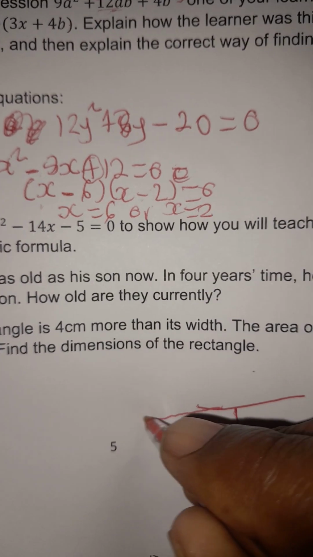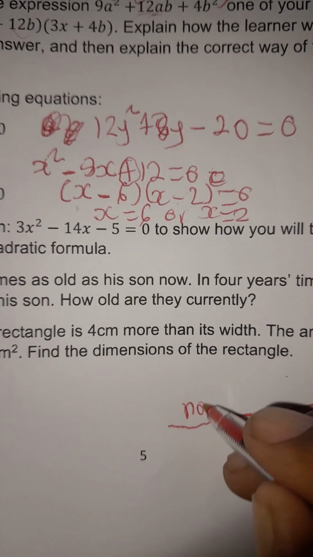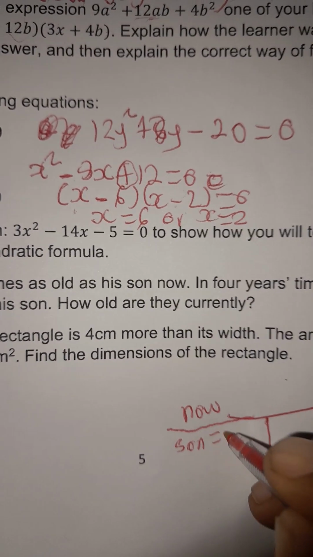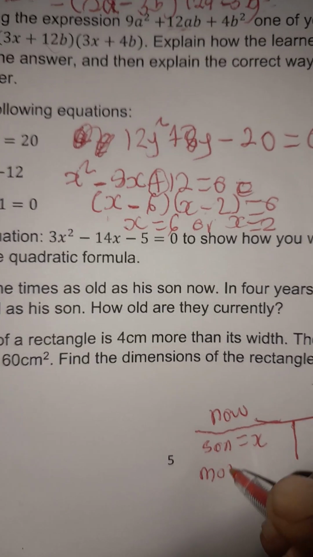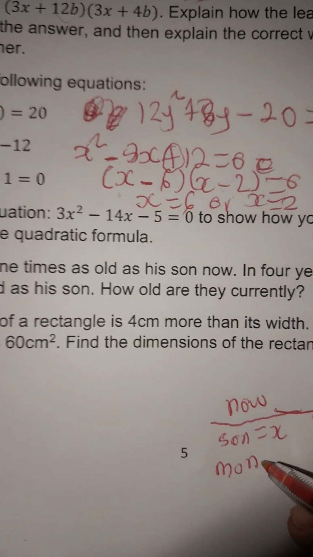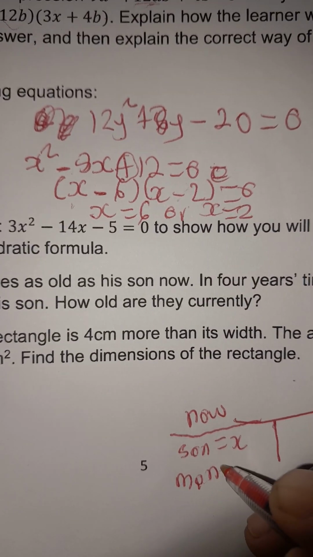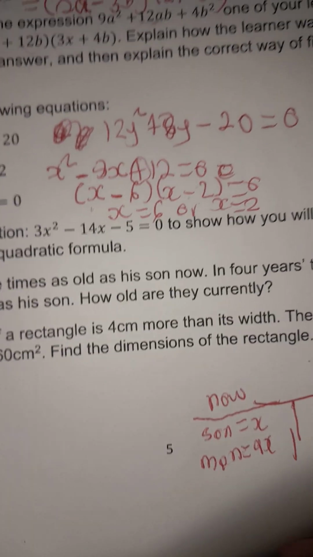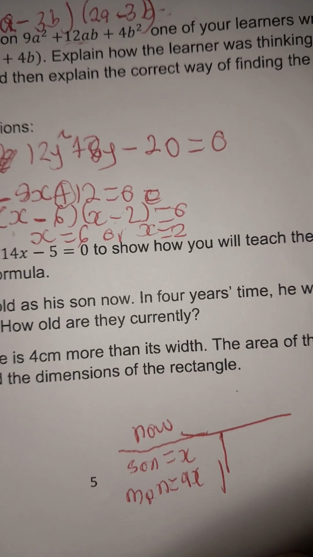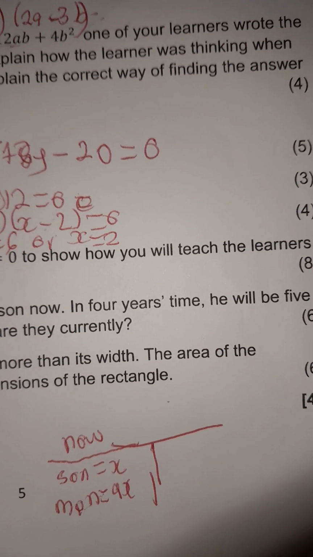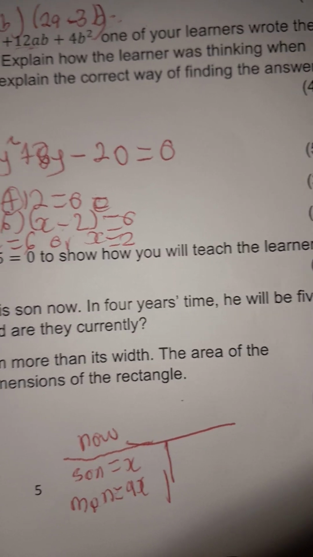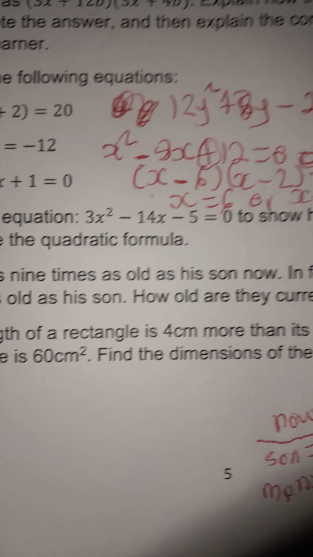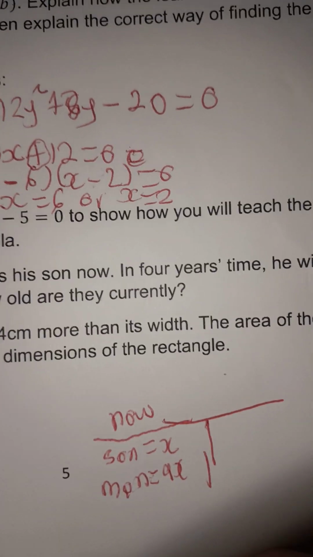Okay, now, let the son be x. They said a man is 9 times as old as his son, so that means the man will be 9x in this case. That's it for now, right? In 4 years time, in future, he will be 5 times as old as his son. How old are they currently?